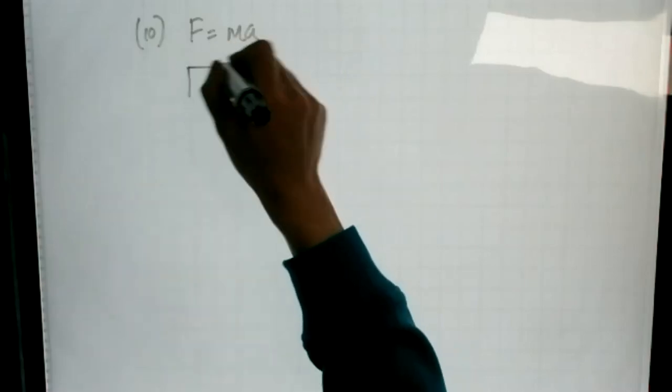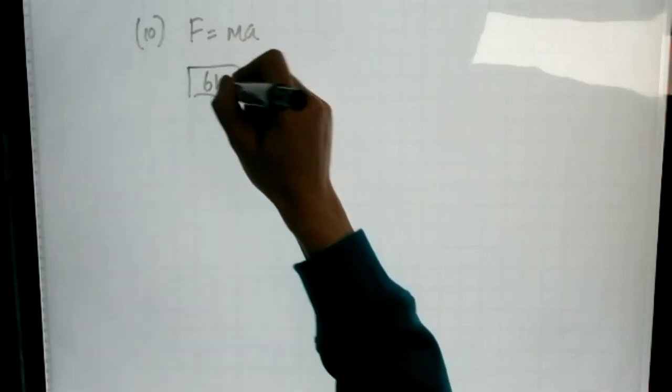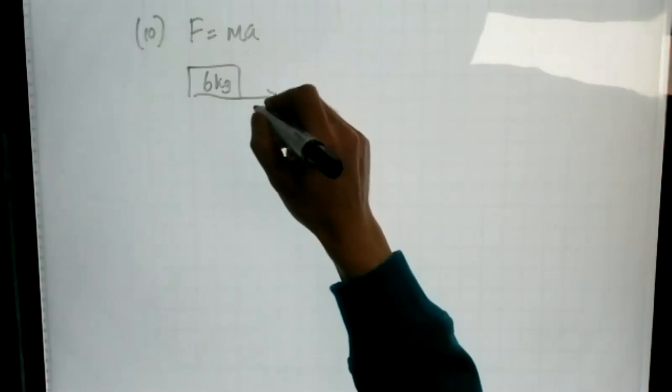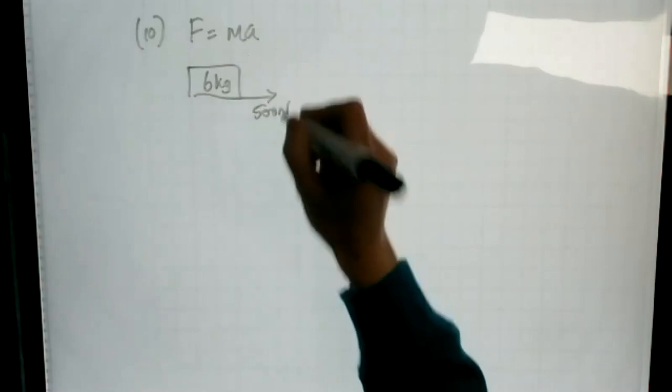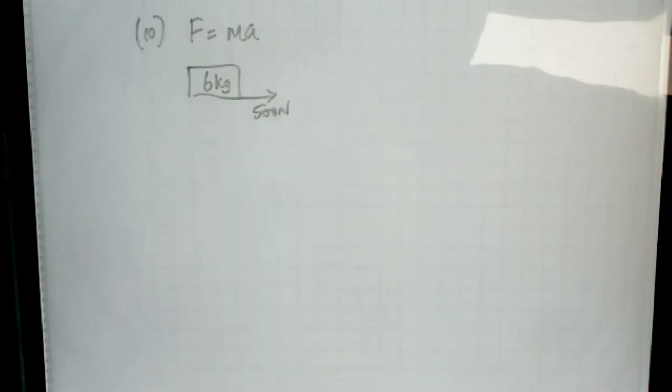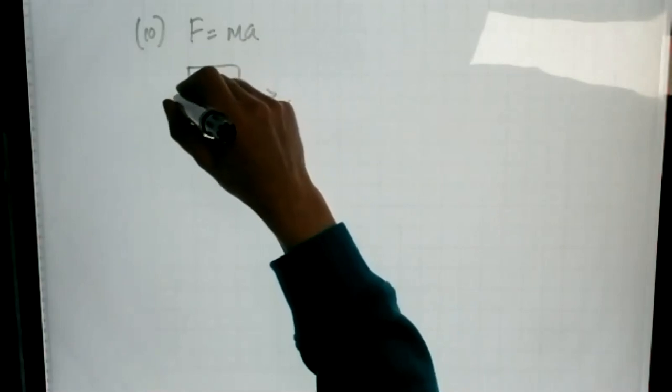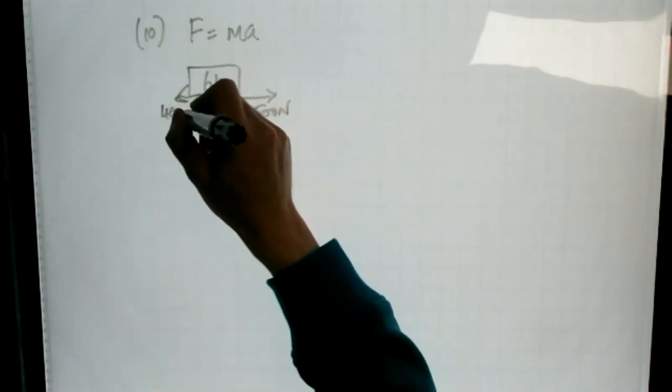A wooden block of mass 6 kilograms is being pulled along a rough horizontal table by a horizontal force of 500 newtons. If the frictional force opposing the motion amounts to 400 newtons, the friction force is 400 newtons, in the opposite direction.